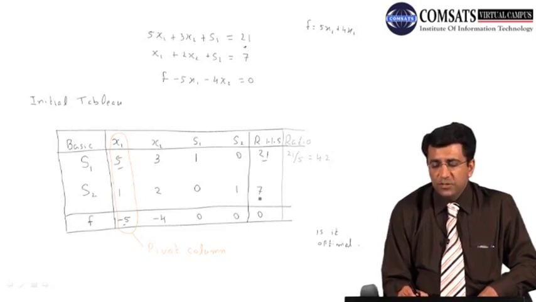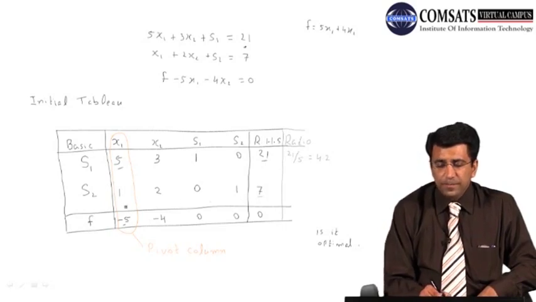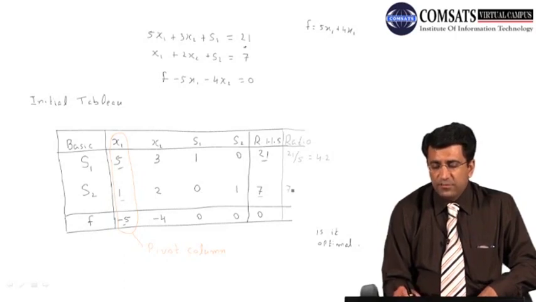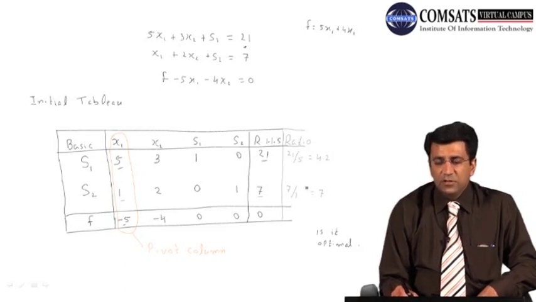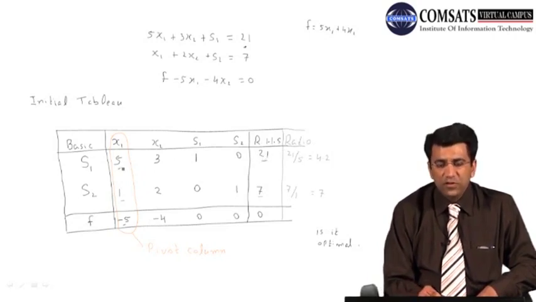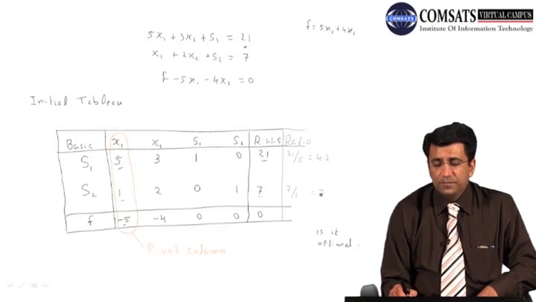Similarly, we will divide the right hand side value by the corresponding value in the pivot column, that is 1, so 7 divided by 1, and we get 7. So class, in the ratio column, we divide the right hand side value by the corresponding pivot column value, that is 21 by 5 equal to 4.2, and then 7 divided by 1, which is equal to 7. Now in this ratio column, we will find the minimum value.